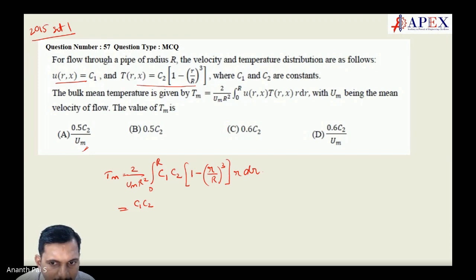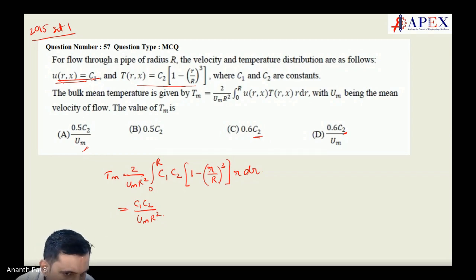No, you cannot take it like that. They have given C2 properly. So where is the catch? So let us do it. C1, C2 by Um R square, right? Do you get Um here somewhere? Okay, C1 is equal to Um. Option is C, of course. Because C1 is Um, the mean. Makes sense? Let us do the integration.